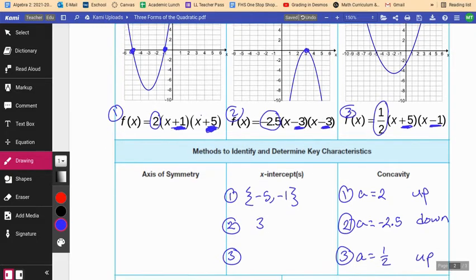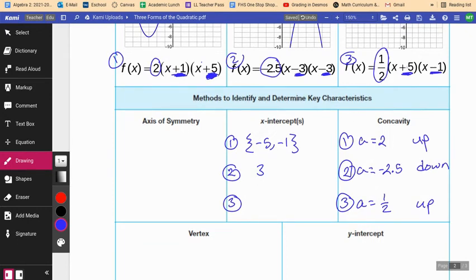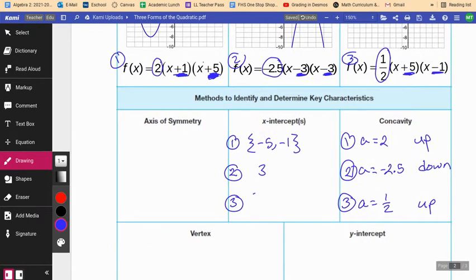Okay, and then in number 3, this is x plus 5, so that becomes a -5. And then this is x minus 1, so that becomes a positive 1. And again, I use the little squiggly brackets to say that both of these values are x-intercepts. So I have two x-intercepts in number 1, one x-intercept in number 2, and then two more in number 3. Okay, those are the two main characteristics you can see from the equations.